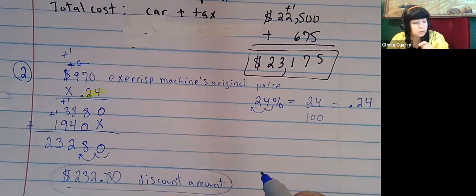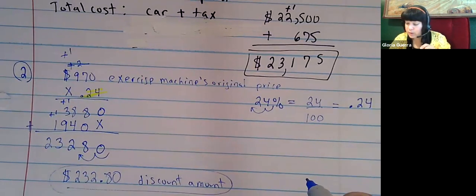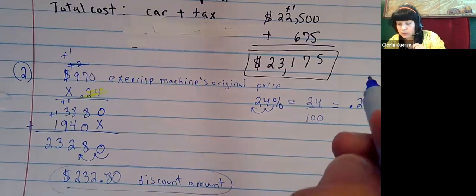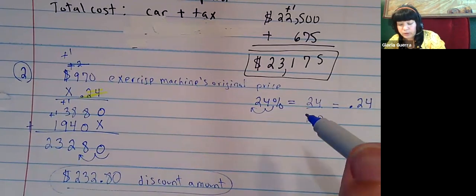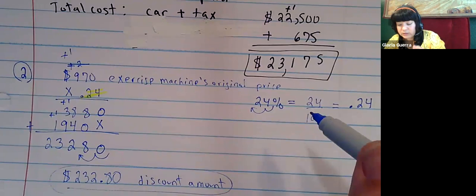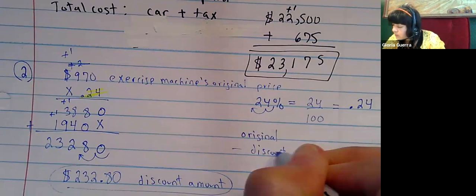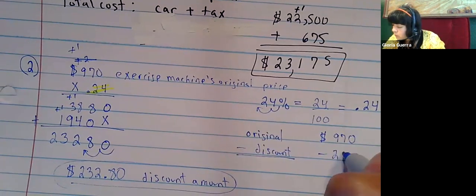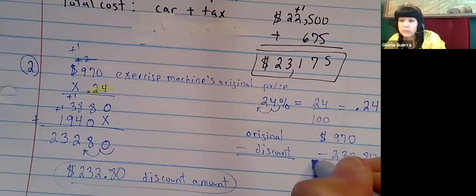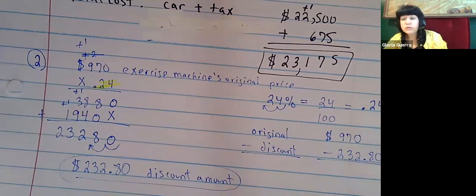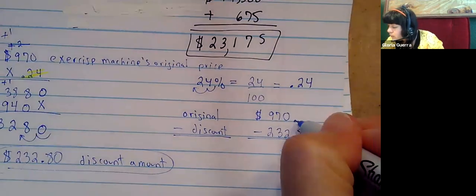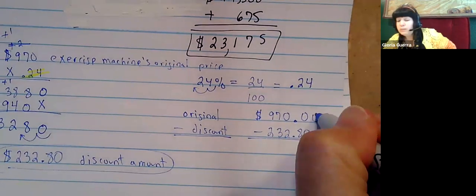Okay, and then the other question was, well, what's the sell price? So for your sell price, you've got to take the original price of the machine minus the discount. So you do the original minus discount. The machine was $970 minus a discount, which is $232.80. Okay. So again, I'm going to show this because it involves borrowing. Okay. And we are allowed to use our calculator to double check that, but I'm just going to show you the borrowing.